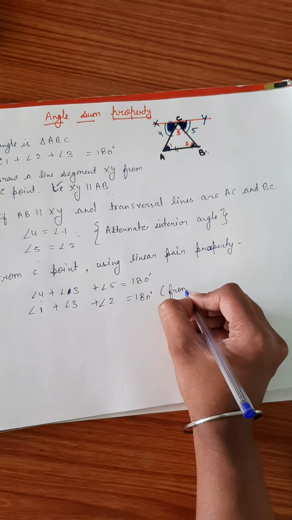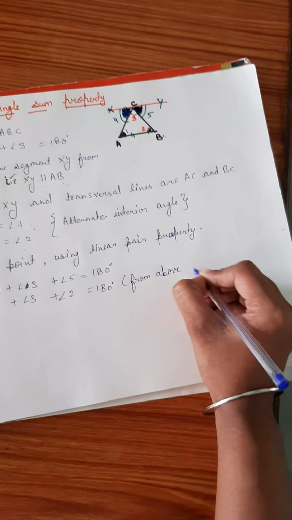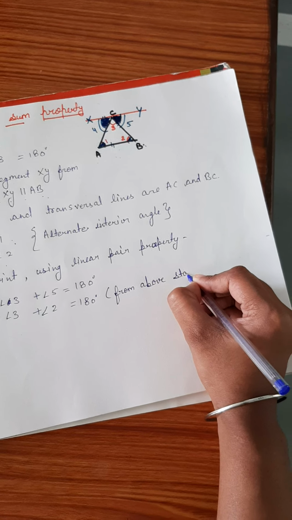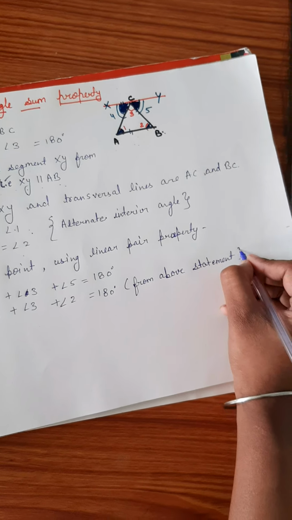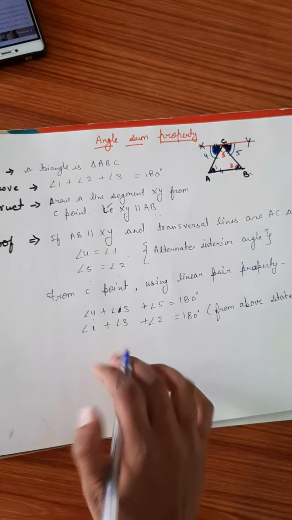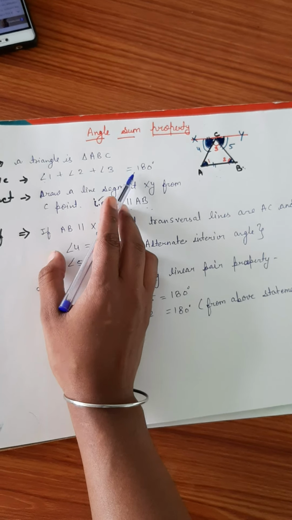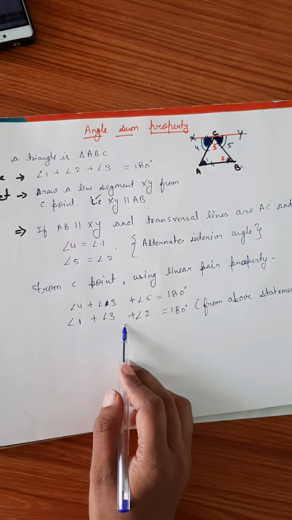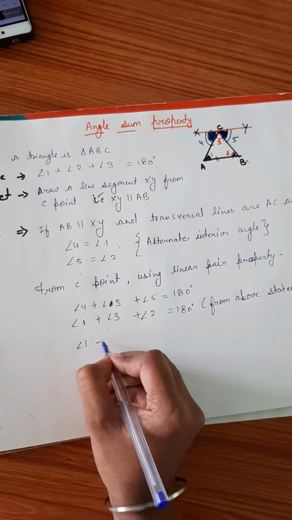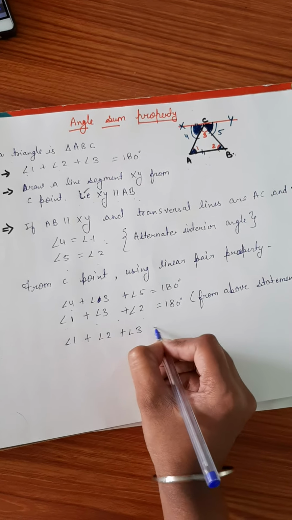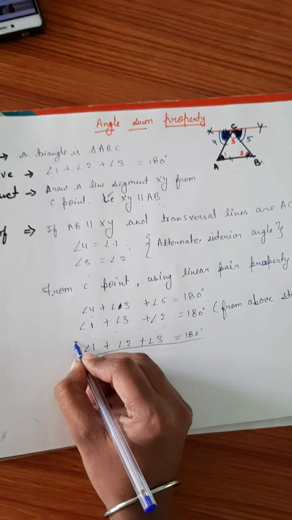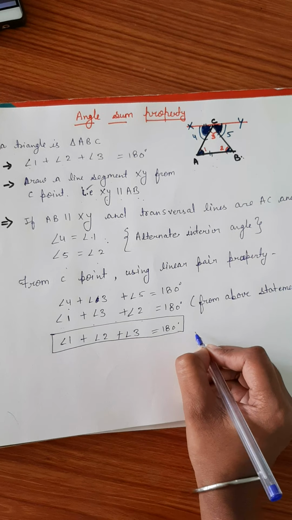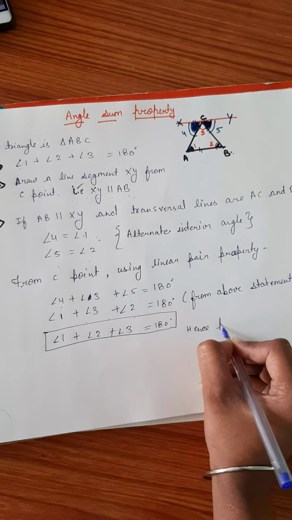From the above statement, always write the reason wherever you make any kind of change in a statement. Okay. Now, what do you have to prove? Angle 1 plus angle 2 plus angle 3 equal to 180. What I observe here is angle 1 plus 3 plus 2, so you can also write it like that: angle 1 plus angle 2 plus angle 3 equal to 180 degrees. So we proved our statement. You can write here: hence proved. Understand now the theorem, how to do it?